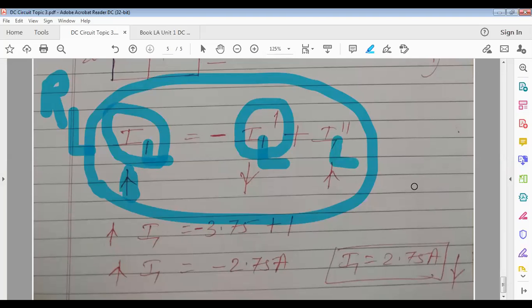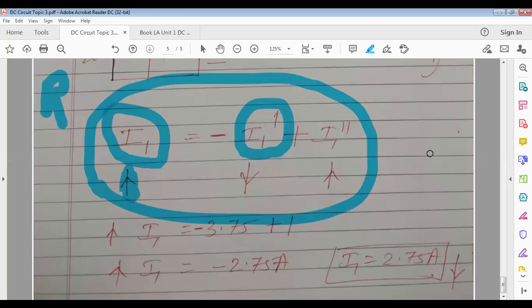Clear? Load resistance. Whenever in an exam or in a numerical you get asked to find out the current flowing through 3 ohm, that 3 ohm resistance you can call a load resistance RL. For the current flowing through it, rather than I1, you can represent it as IL, IL dash, IL double dash. Is this clear? Rather than I1, you can use variables like IL, IL dash, IL double dash.